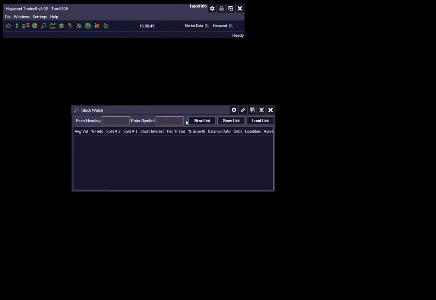So besides that, we have our stock watch. Within our stock watch widget, this is where you would create a list of stocks in which you are interested in and get information about what's happening to this particular stock or stock list during the day.